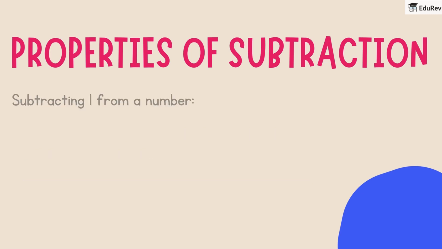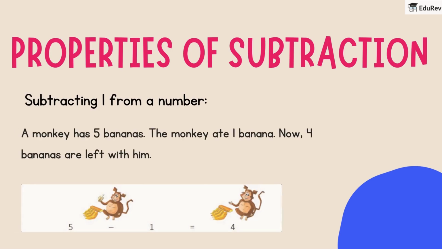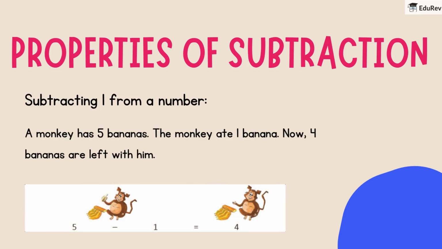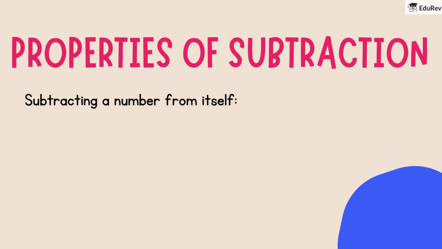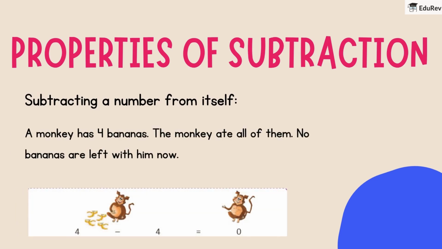Another property is that subtracting 1 from a number decreases it by 1. If a monkey has 5 bananas and eats 1 banana, he will have 4 bananas left. We also have the property of subtracting a number from itself. If a monkey has 4 bananas and eats all of them, he has 0 bananas left.